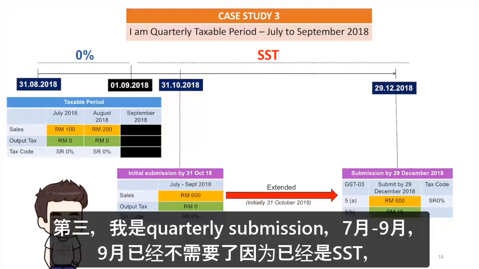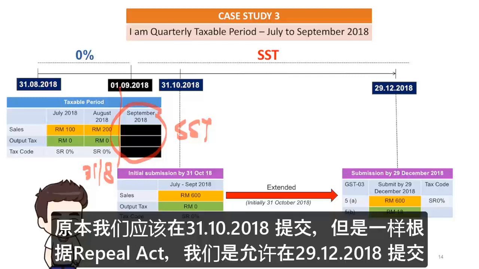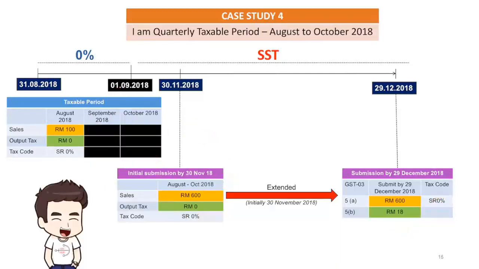Let's look at case study number 3. I'm a quarterly taxable period, July to September 2018. Now September is no longer required. Why? Because it's already under SST. So everything has to cut off by 31st of August, which is our last final GST return. Initially, the submission due date should be by 31st of October. Now, due to the GST Repeal Act, we are allowed to extend until 29th December 2018. So this 31st October 2018 is no longer relevant.